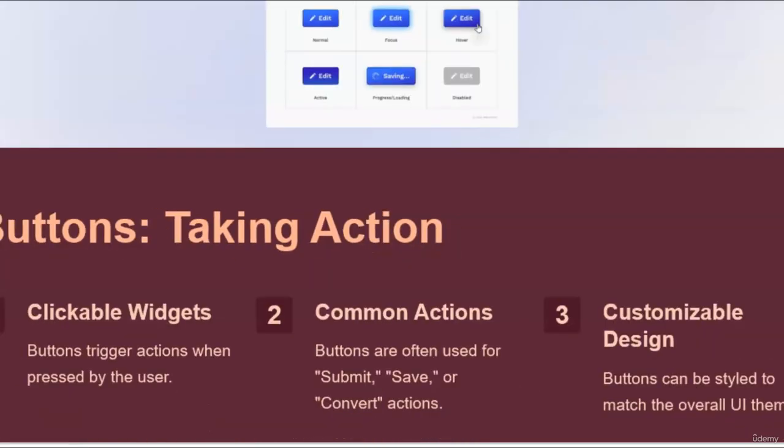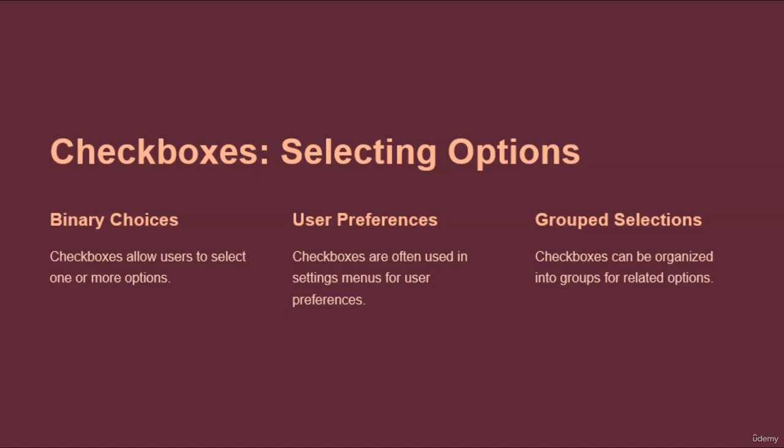Checkboxes are often used when you want to present multiple options to the users, allowing them to select one or more choices. Each checkbox can be checked or unchecked, representing a binary choice. In PyQt, the QCheckBox widget lets you create individual checkboxes. For example, you might use checkboxes to let users select their preferences in a settings menu. Checkboxes are ideal for options where multiple selections are allowed.